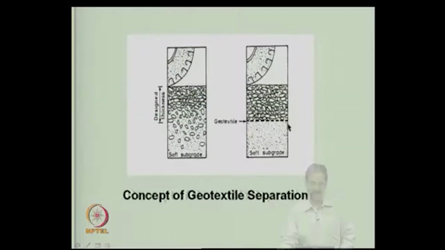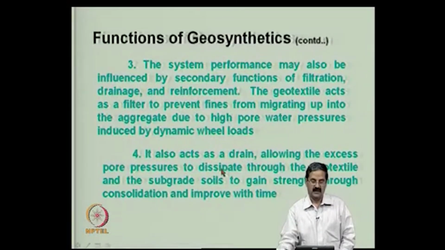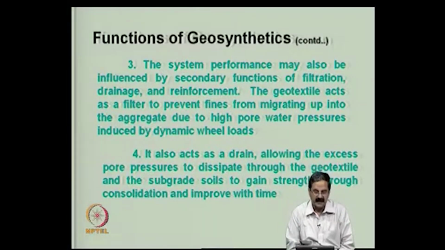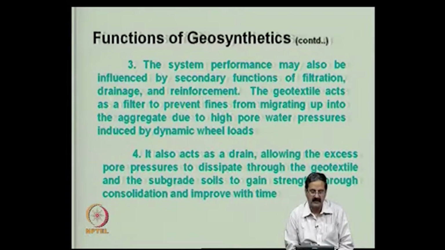So, this is what I just mentioned: you have a soft subgrade, you have geotextile, and they behave in this way rather than this way, where there is a mixing up here. The other advantage is that the geotextile, while it has a separator function, also has functions of filtration, drainage and reinforcement. The geotextile acts as a filter to prevent fine particles from migrating into the aggregate layer, due to high pore pressures induced by dynamic loading.